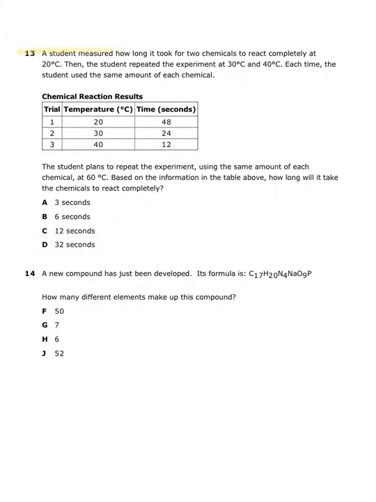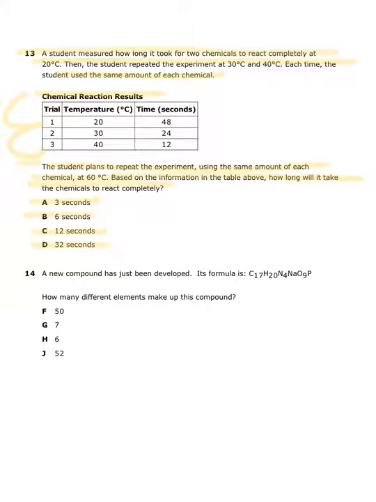Number 13. A student measured how long it took for two chemicals to react completely at 20 degrees Celsius. Then the student repeated the experiment at 30 and 40 degrees Celsius. Each time the student used the same amount of each chemical. We have the chemical reaction results in this table below. The student plans to repeat the experiment using the same amount of each chemical at 60 degrees Celsius. Based on the information in the table above, how long will it take the chemicals to react completely? A. 3 seconds. B. 6 seconds. C. 12 seconds. D. 32 seconds.